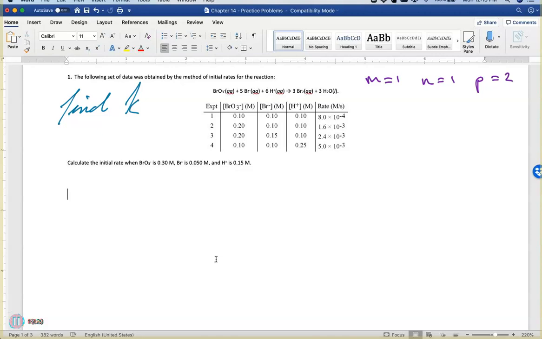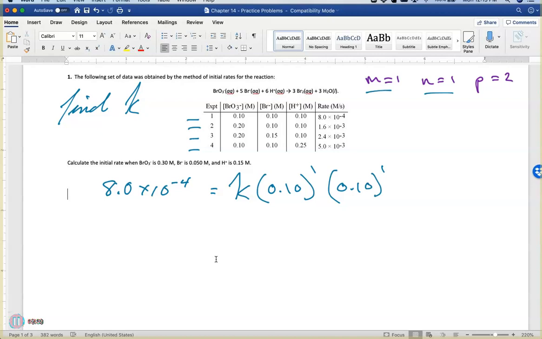So I can choose any of the 4 experiments I want. Typically, to not mess myself up, I just pick the first one so I don't have to overthink, so my eyes always go to where I expect it to go. So if I use experiment 1, I have 8.0 times 10 to the negative fourth. Again, for this I'm going to be omitting units. We'll come back to those in a second. K is what I'm solving for, my concentration of my first reactant raised to the first power, my second reactant raised to the first power because it's M and N, and then my third reactant, which is H plus, 0.10, raised to the second power because that's P.